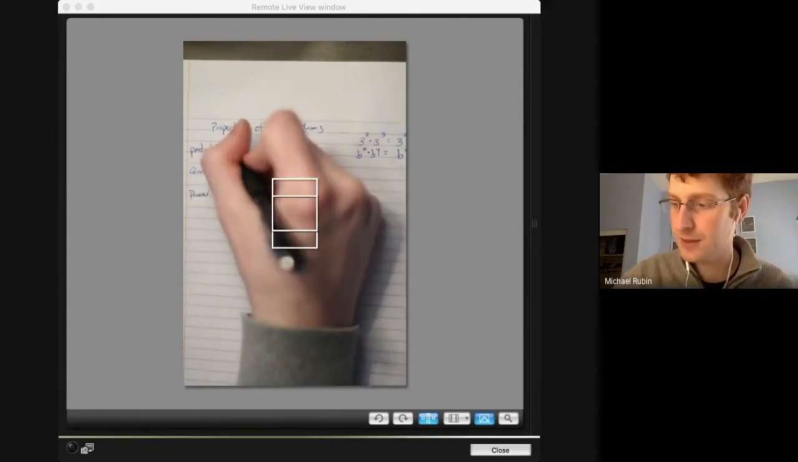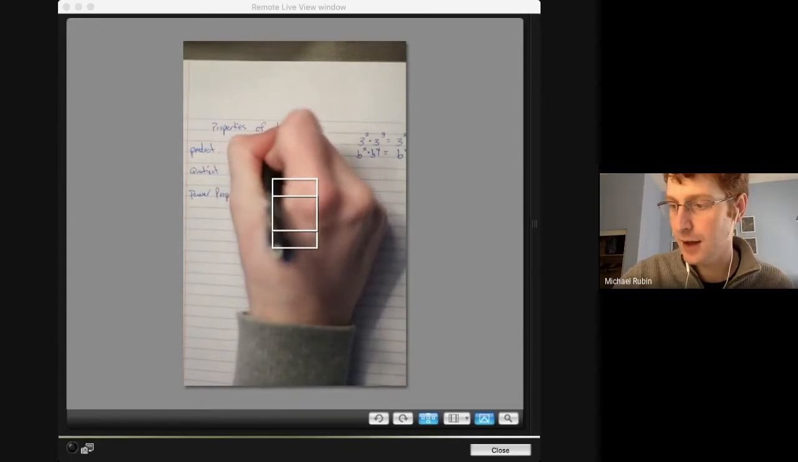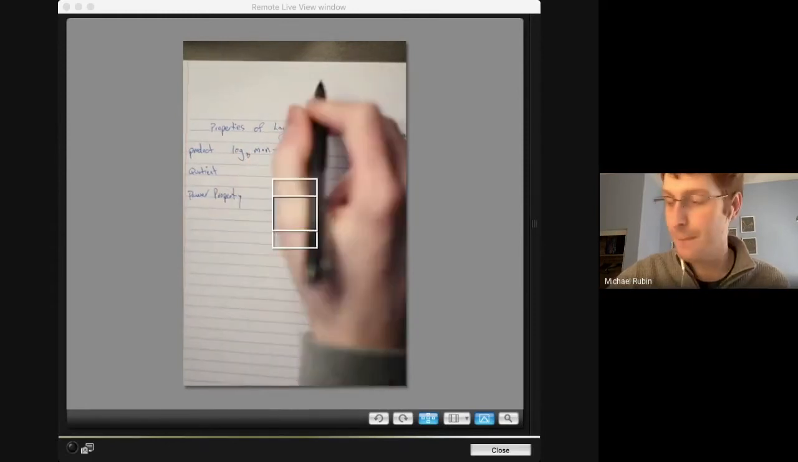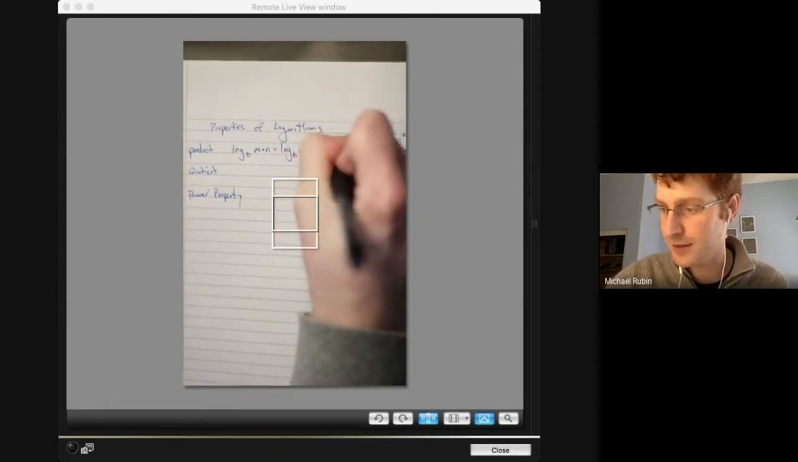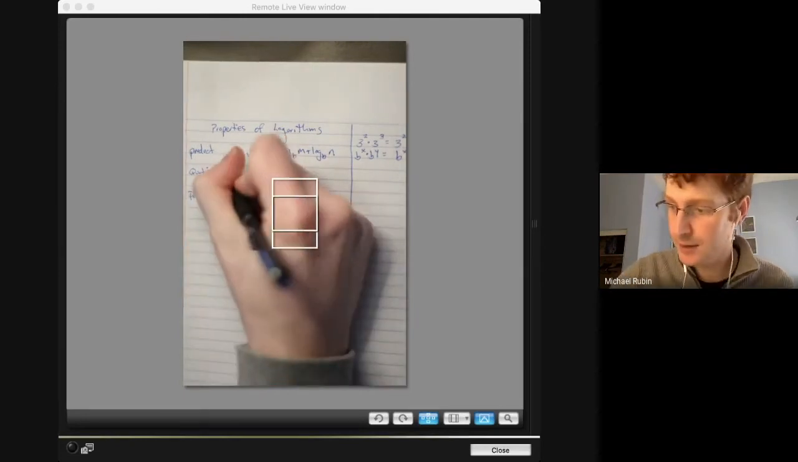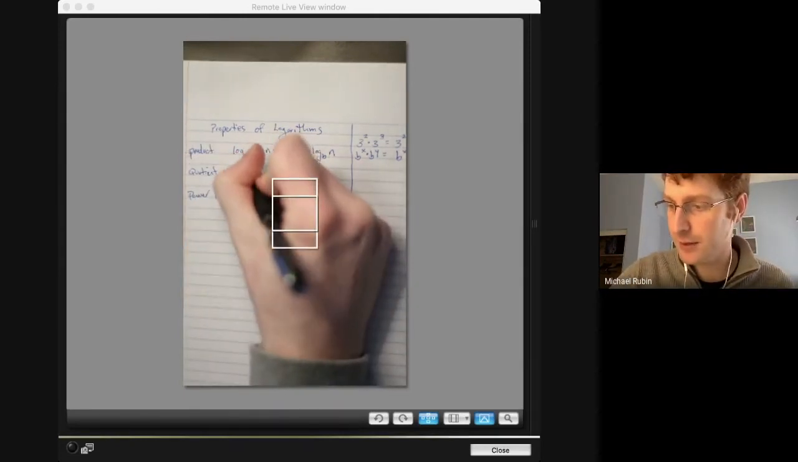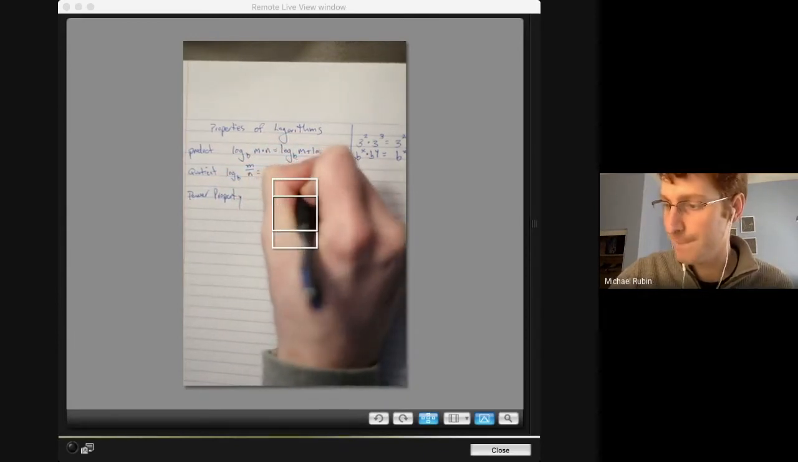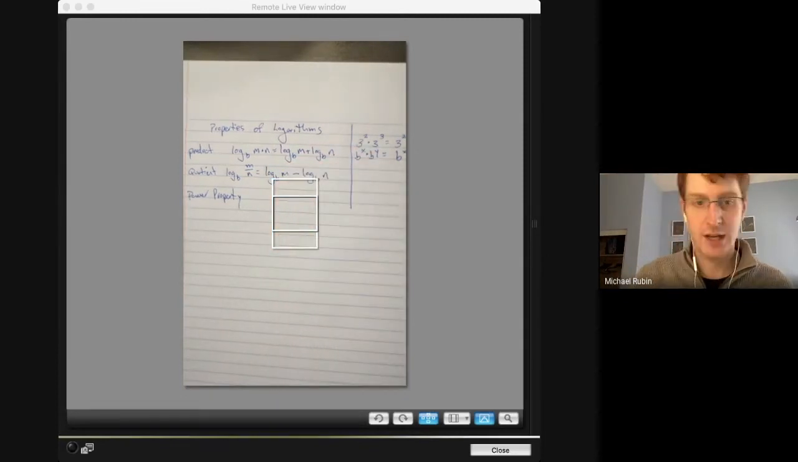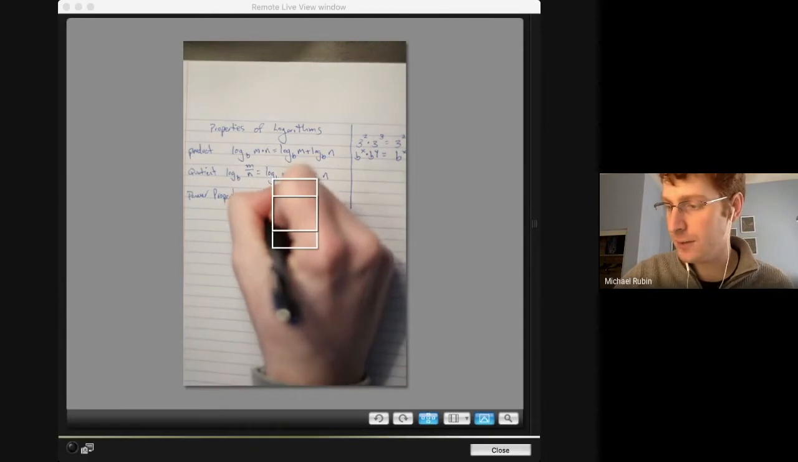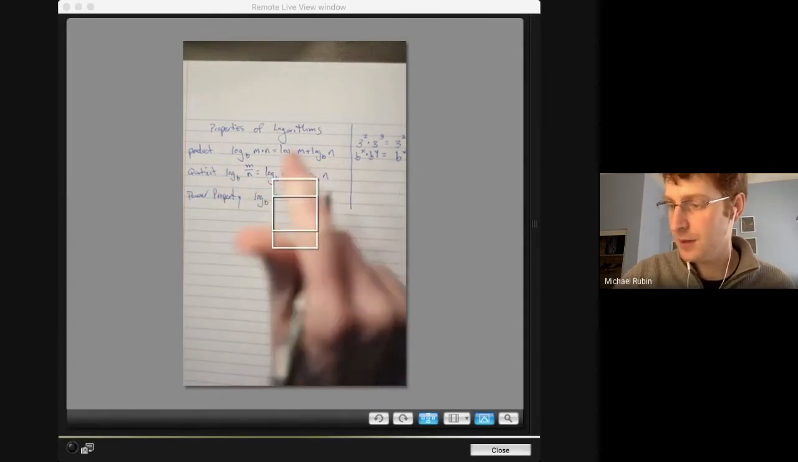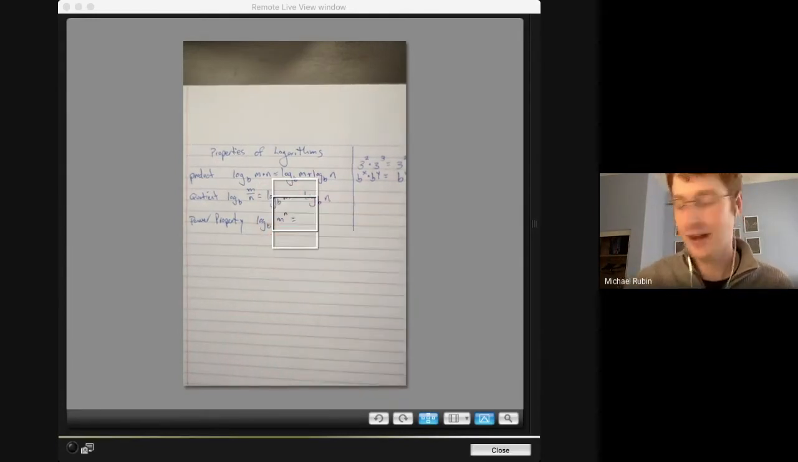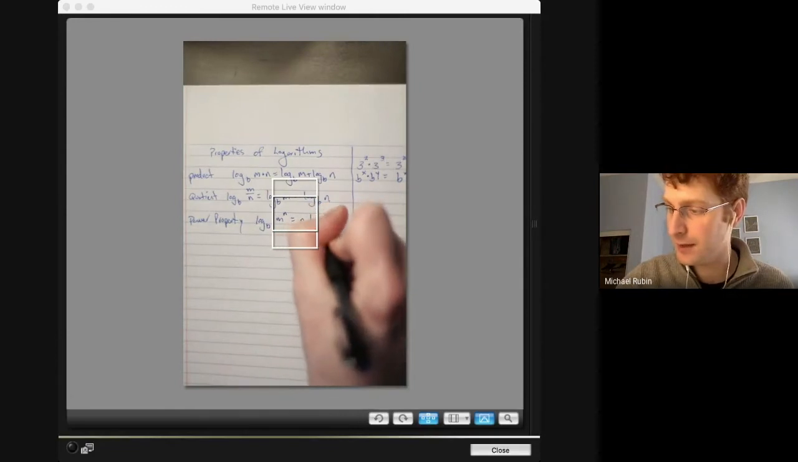So the product property says that if you have the log base b of a product of 2 numbers, that's actually equal to log base b of the first number plus log base b of the second number. The quotient property is a little bit similar. It says if you have log base b of a number divided by another number, that's log base b of the numerator minus log base b of the denominator. And the power property says if you have log base b of some number m to a power of n, you can just factor out the exponent and rewrite that as n times log base b of m.